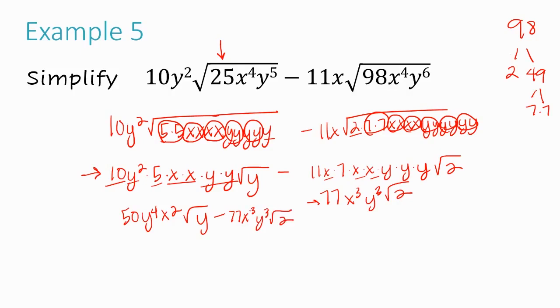Now, when I'm looking at this problem, I can see that I don't have the same numbers under my radical, meaning I don't have the same radicands, and nothing else really looks the same, so I can't combine this anymore. I can't simplify this problem any more than what it is right now. So that means the answer to example number 5 is everything that I just circled. Let's take a look at example number 6.